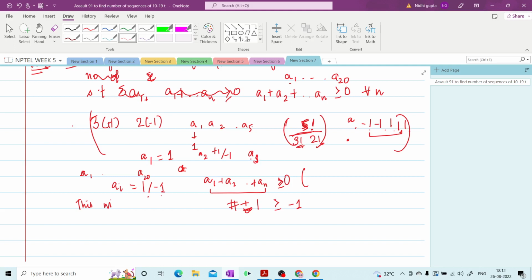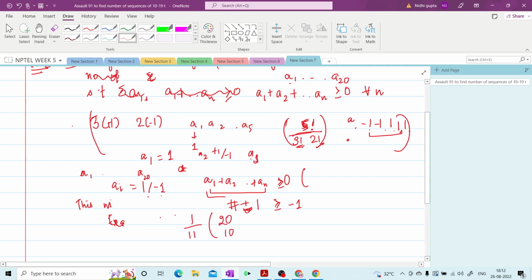What Catalan number is there? Yeah, exactly. I misunderstood. The question was not clear. What I did was A5 I found separately, but my answer was smaller than the actual answer. Since you said it will be Catalan number, this is like counting paths, so it will be 1 by 11, 20 choose 10, right? Yeah, correct. Okay, this is the answer.